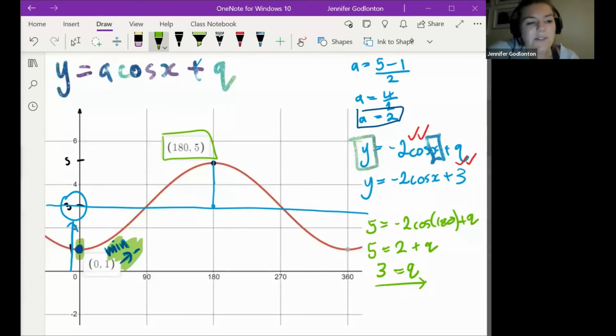It's not that you get marks for writing cos x, it's that the sentence doesn't make sense if the cos x isn't there. And so that's why you have to write it. Otherwise, the sentence doesn't make mathematical sense.